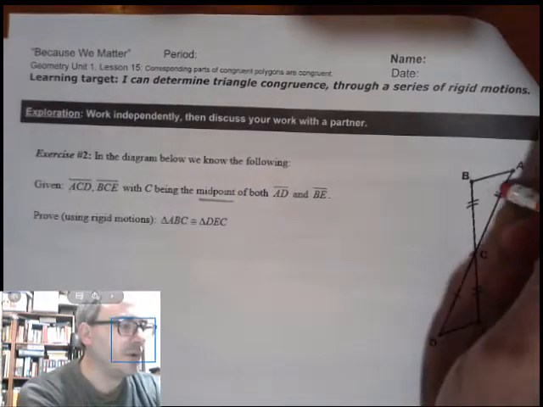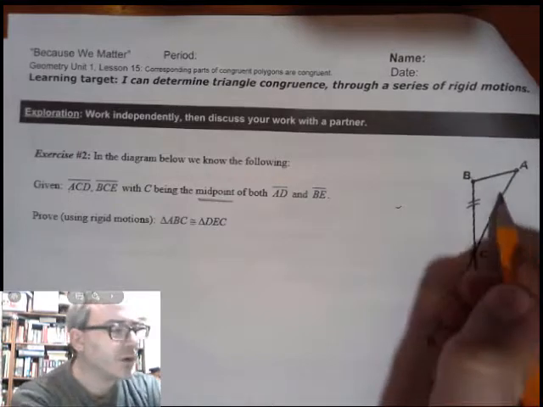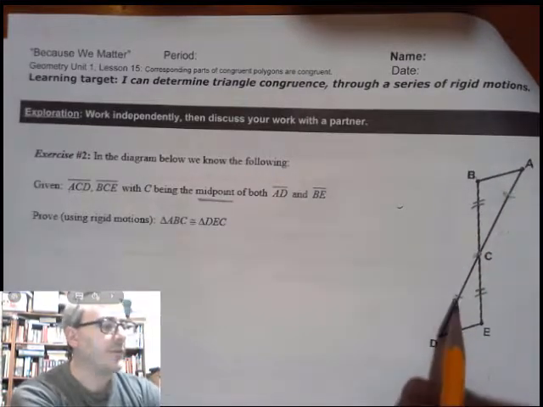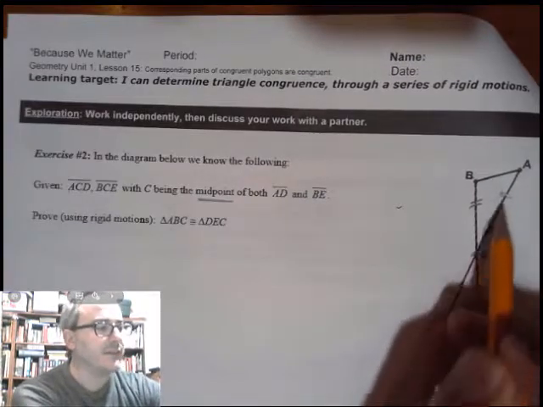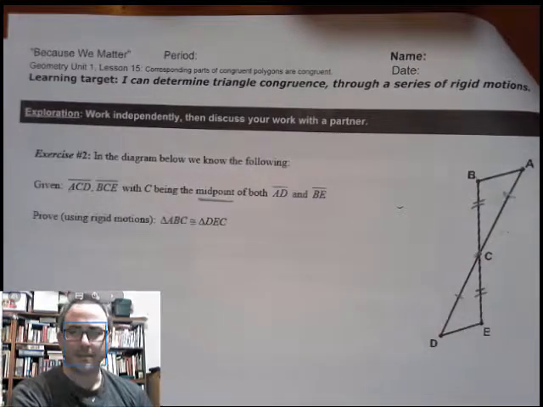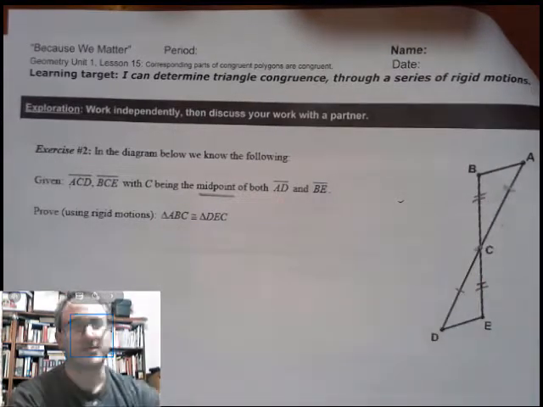All right, so what am I doing? I'm making one hash mark. In fact, that was kind of messy, wasn't it? I'm going to make one hash mark over here. I'm going to make one hash mark over here. That means that this piece is congruent to that piece. Okay? I'm putting two hash marks over here and two hash marks over here.